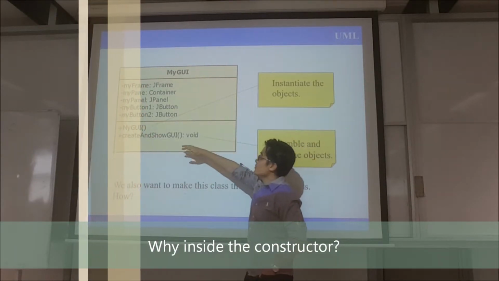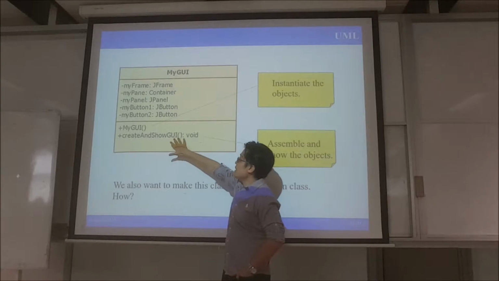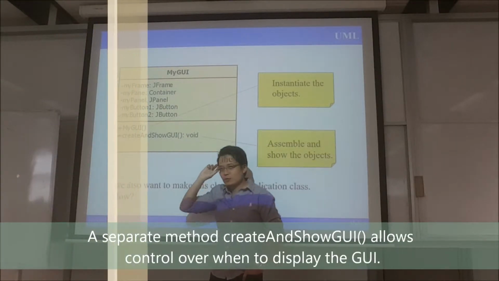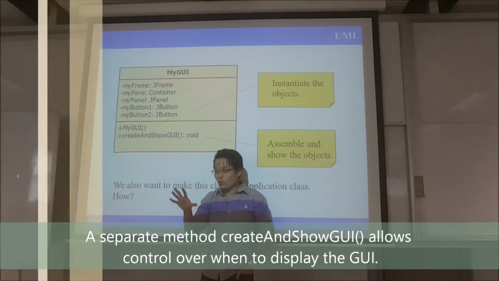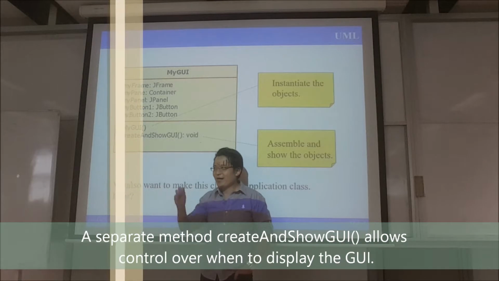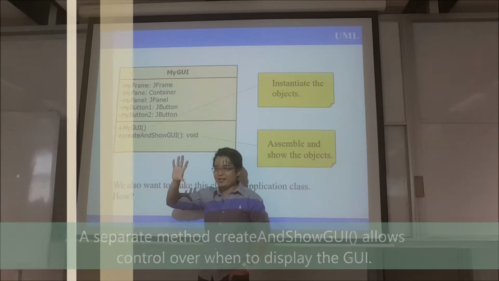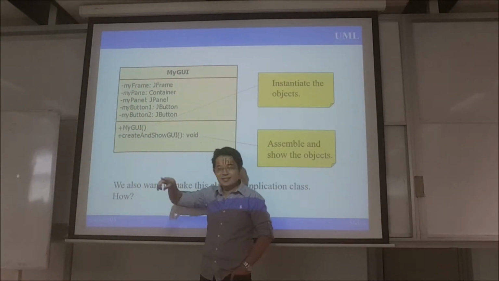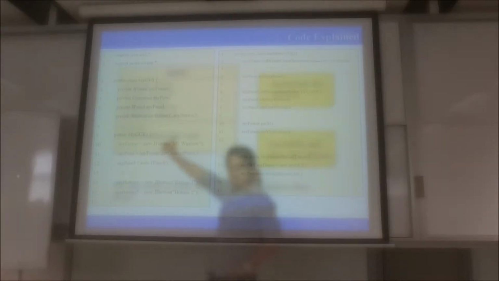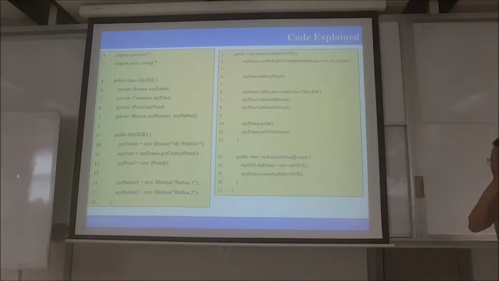Then, okay, you may want to have a method called create show GUI, because sometimes you don't want to display the GUI immediately, right? You want to load the system, some progress bar, then only you load, then only display the windows, right? So for that we need a method. So this is the code.